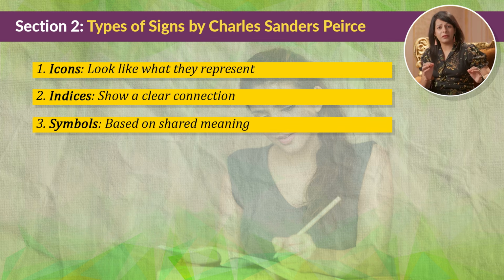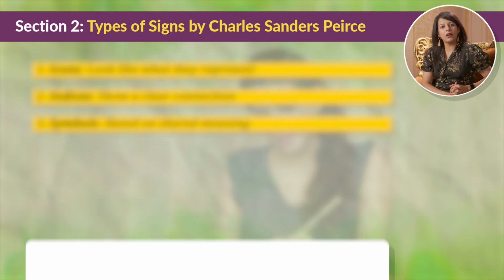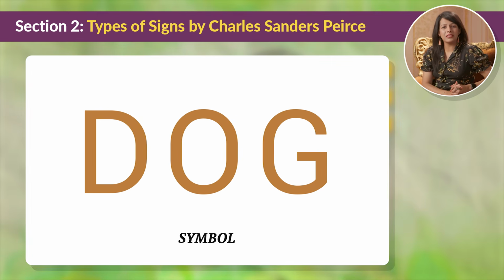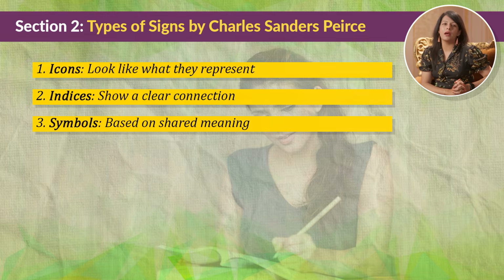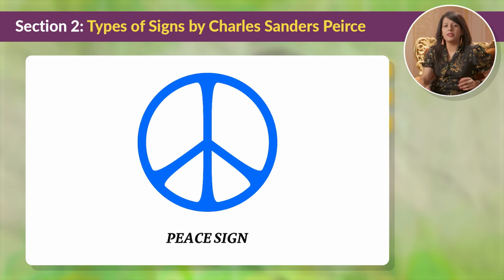And finally, we have symbols. These don't look like the thing they stand for, nor do they have a direct connection, but we all agree what they mean. For example, the word dog is a symbol. The letters D, O or G don't look or sound like a dog, but we've all agreed that this word means that animal. Another fun example is the peace sign. It doesn't look like peace, but because of cultural understanding, we all know what it means.